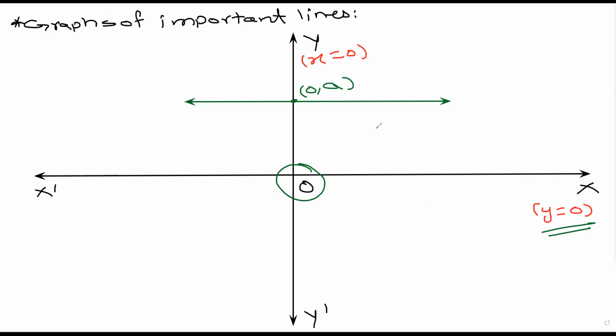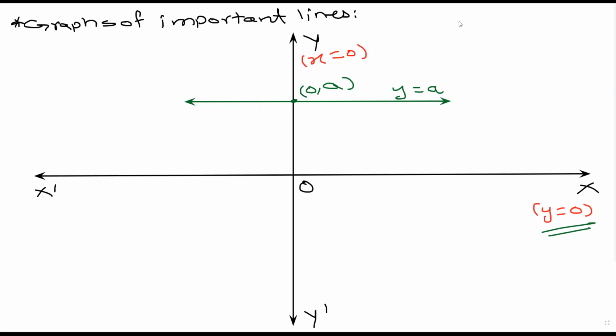Then any line which is parallel to the x-axis and passes through a point 0 comma a, okay, will have equation y is equal to a. Okay, so the line is parallel to the x-axis, but above it, since it passes through a positive point, correct, because above the x-axis the y-axis is positive, you get y is equal to a, right?